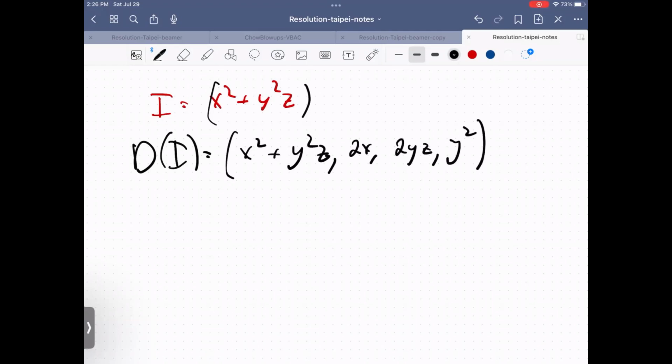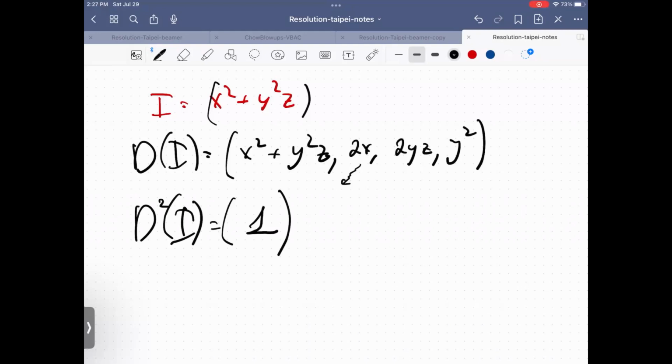You can simplify, but it's not needed. Because I have these elements, I don't actually need the original elements of the ideal. This is a general phenomenon. If I want to calculate d squared of I, one thing I notice is that if I take the x derivative of this, I get 1. So I don't need to worry about other derivatives.